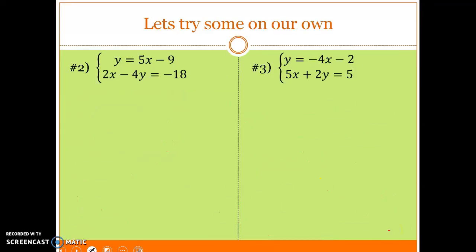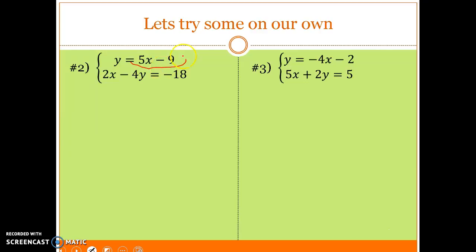All right. Let's try examples 2 and 3. And what I want you to do is pause the video right now and try these on your own. See if you can figure out what the x and what the y are, and then start the video and see if you got them correct. Hopefully you've done that, and now I'm going to go ahead and start with number 2.